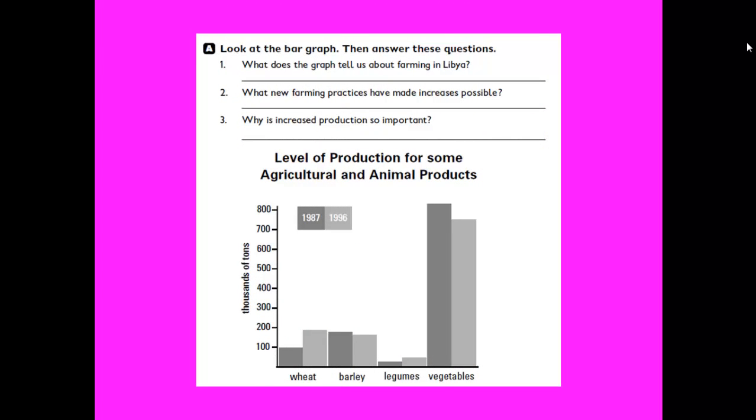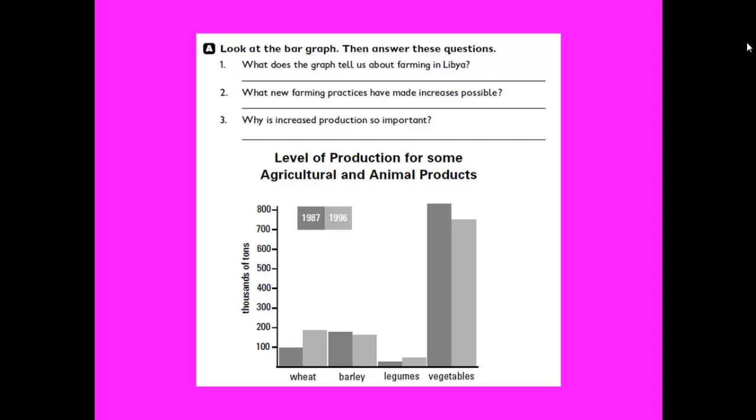Let's move to the workbook. We have exercise number A. This exercise says, look at the bar graph. So the kind of graph is bar graph. Then answer these questions. Number 1. What does the graph tell us about farming in Libya? Number 2. What new farming practices have made increases possible? Number 3. Why is increased production so important?